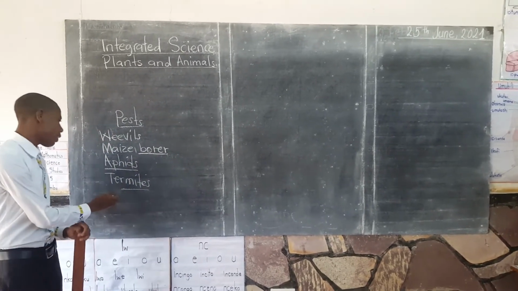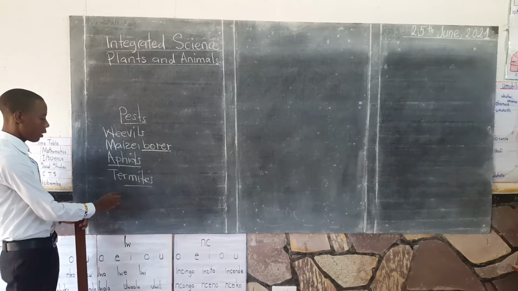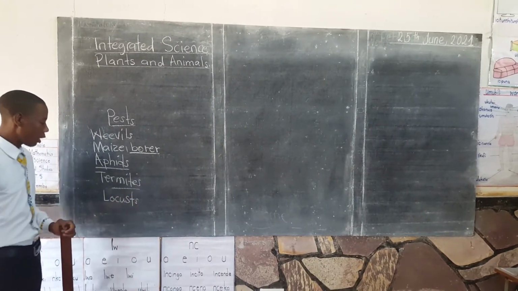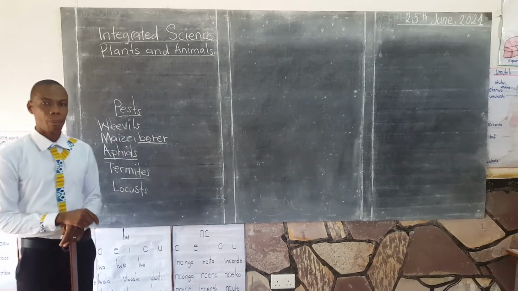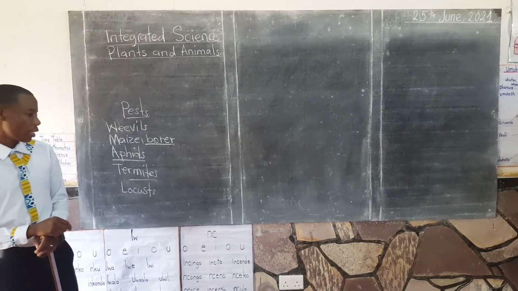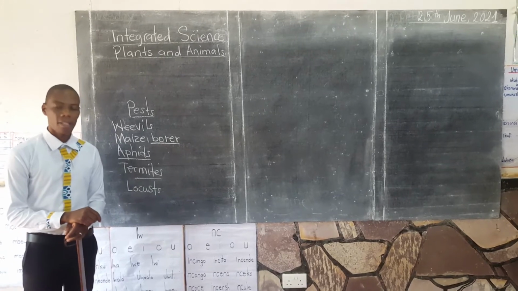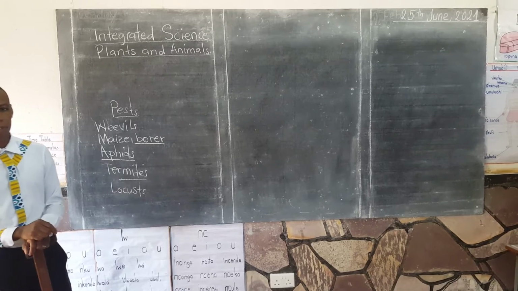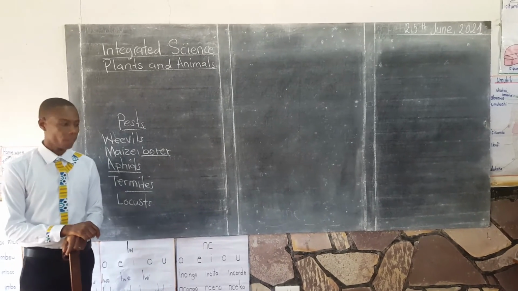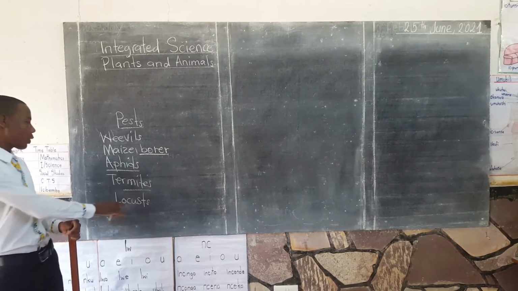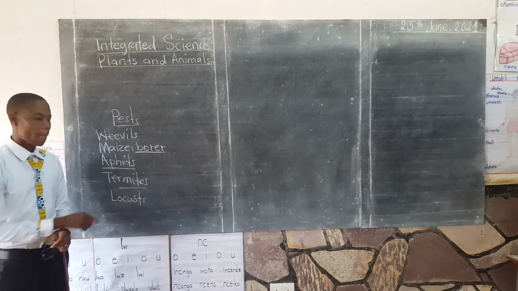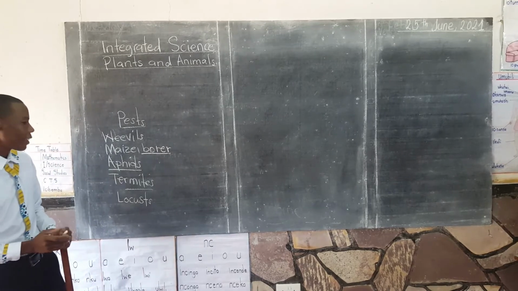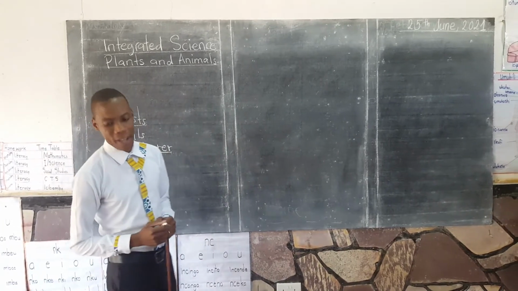Apart from termites, we did discuss the locusts. We said locusts come in different groups. They are what we call red locusts as well as the desert locusts. The red locusts are among the most dangerous and destructive animals. These usually attack plants ranging from maize leaves and vegetables, including grass. That is how dangerous locusts are.